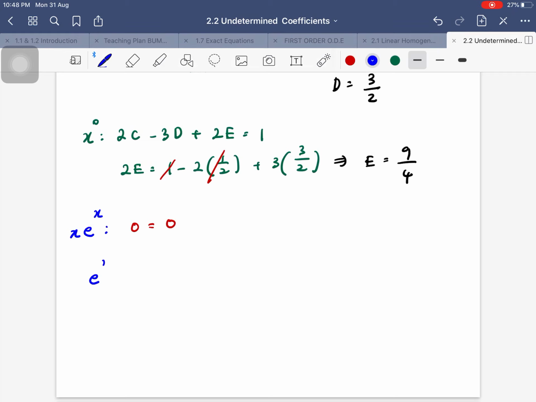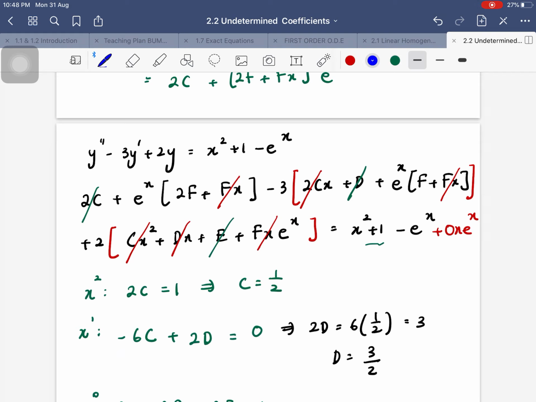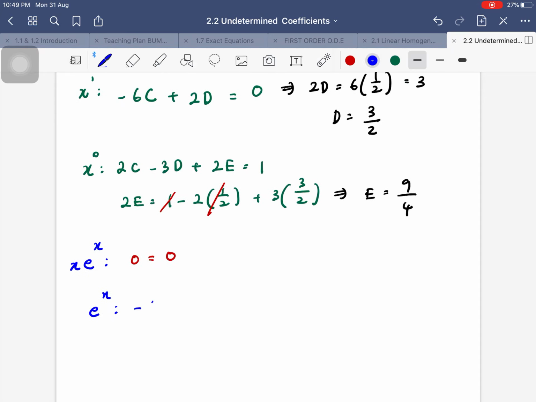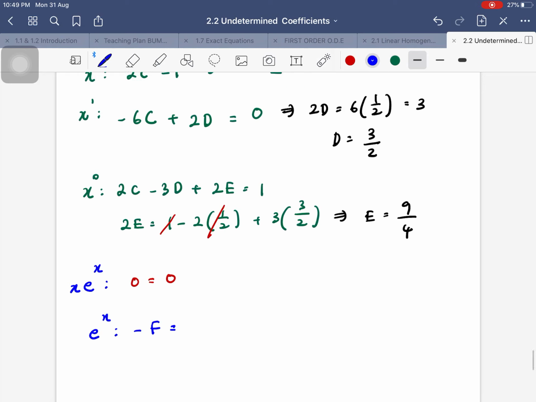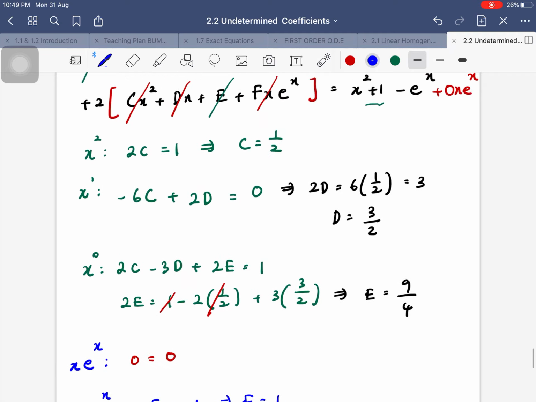And for the case of exponential of x, let's start comparing the coefficients. Here I'm going to have 2f, and this is going to be negative 3f. So I'm going to end up with 2f exponential of x minus 3f, so that is going to equal negative f exponential of x, which equals negative 1 exponential of x. So for this case, what is my f value? My f value is going to equal 1.